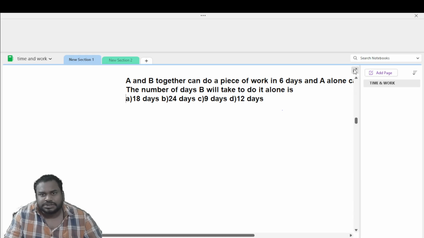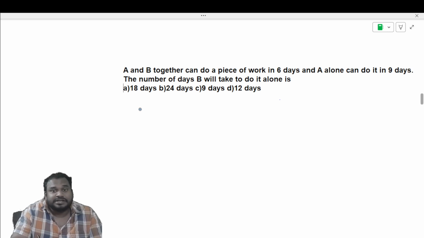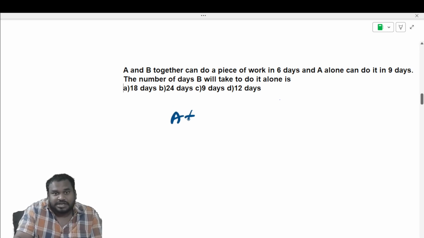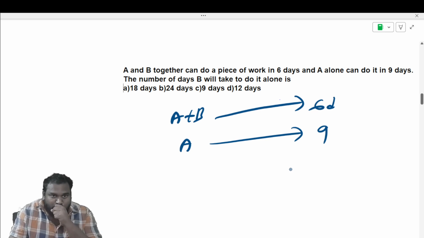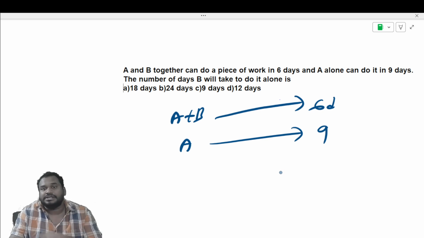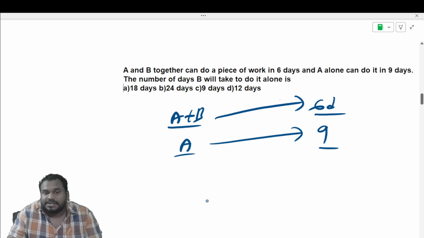Coming to the next question. A and B together can do a piece of work in 6 days. A alone can do it in 9 days. The number of days B will take to do it alone is? So A plus B takes 6 days, A alone 9 days. Now take the LCM of these two, that is nothing but 18.